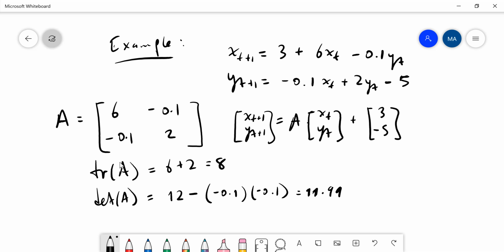So what do you have? The square of the trace, which is 64, right, is strictly greater than the determinant. Then you're going to find lambda 1, lambda 2, and then you're going to tell me whether the system is stable or not. Okay.